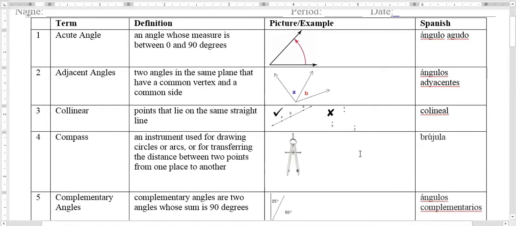Number four, compass. An instrument used for drawing circles or arcs or for transferring the distance between 2 points from one place to another. These right here, we don't have those anymore. We have plastic ones that look like a ruler. Normally we would use those, but now it's kind of hard to do, in person or not in person. But that's what a compass is. It's like the ones you draw circles with. Maybe in elementary you might have had those.